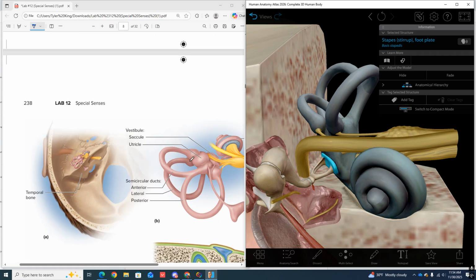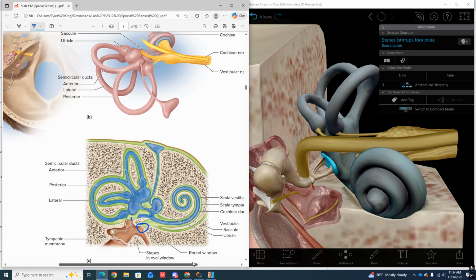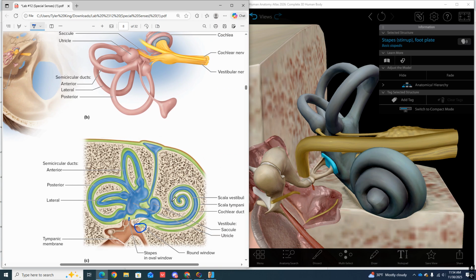And remember, it goes through the scala vestibuli, the superior chamber first. Then the blue one, right, the cochlear duct, vibrates over the top of that spiral organ, transmits that sound from mechanical to electrical signals. Extra sound is dissipated through the scala tympani, and it exits through the round window, okay? And that's it. Super easy. So a couple different steps there that it goes through. But like I said, it's really, really simple once you break it down, okay?